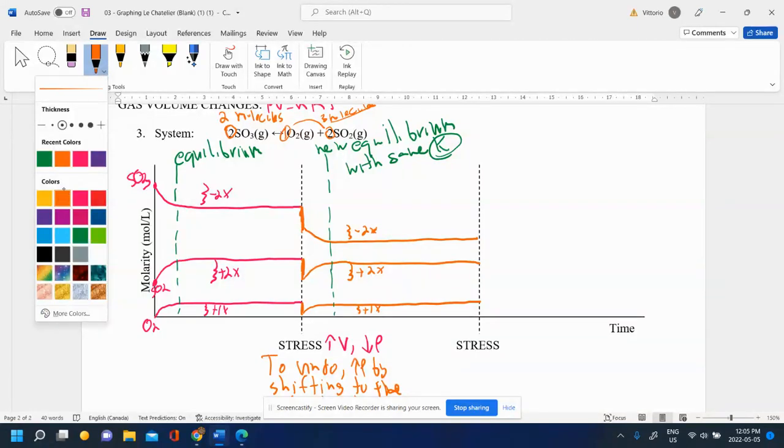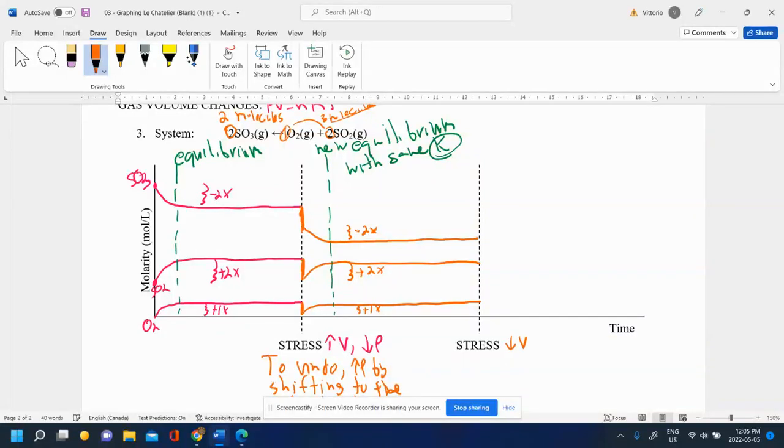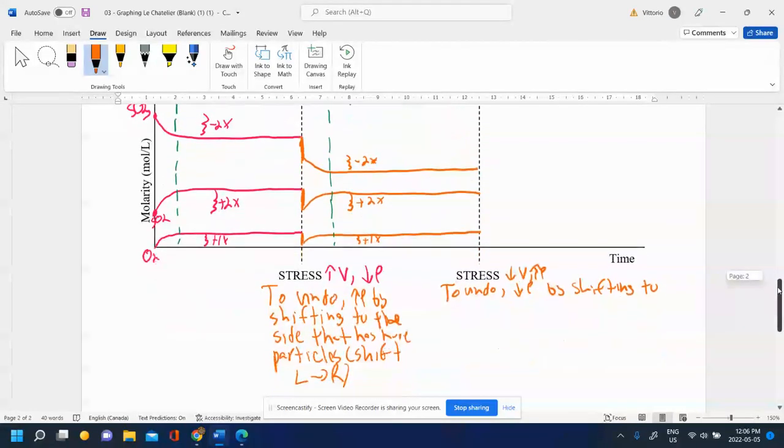We're going to reduce the volume. So if we reduce the volume, what have we done? We've increased the pressure. So to undo that, we need to reduce the pressure, because that's the opposite of increasing the pressure, by shifting to the side that has fewer particles, because fewer particles means less pressure, less collisions. So we're shifting, what side has fewer particles?